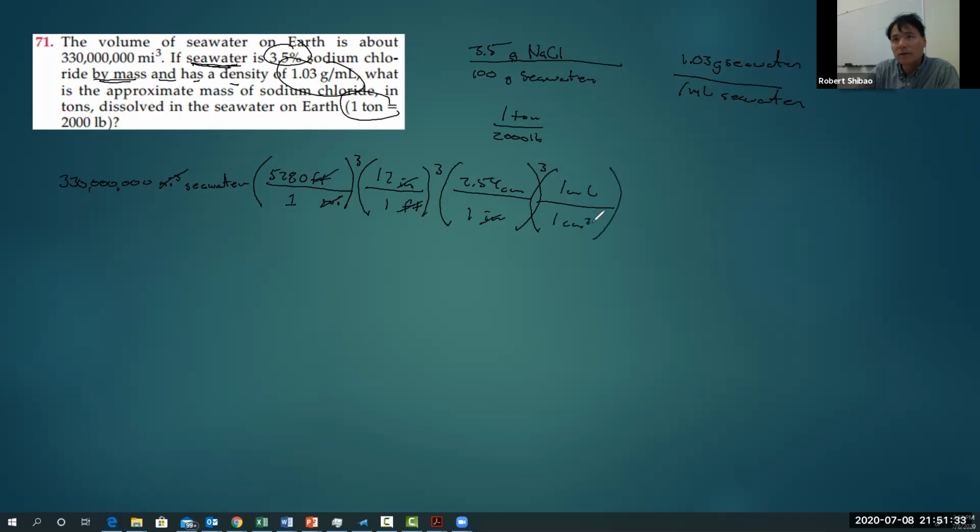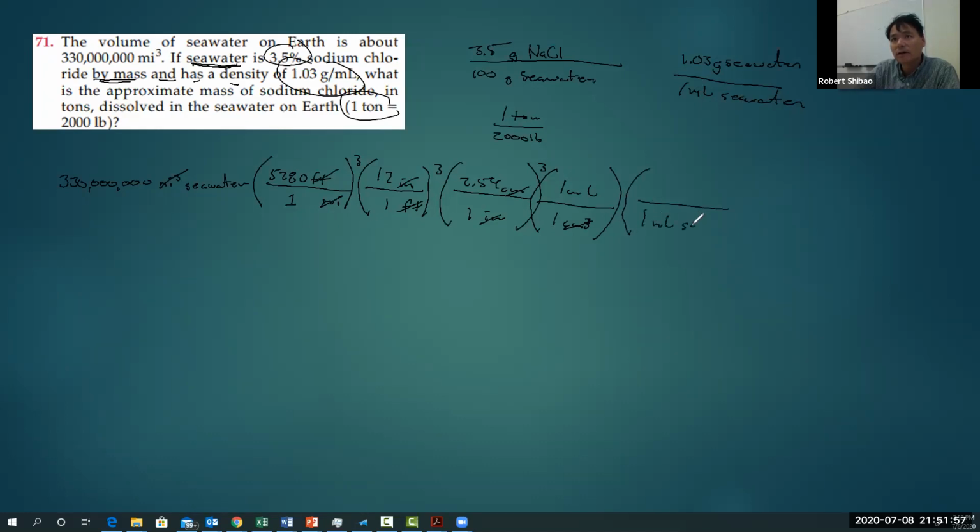Here, I don't cube the whole thing, as a cubic milliliter is meaningless. And I don't need to cube this one here because this is already correct. So now the cubic centimeters cancel out the cubic centimeters. I'm good with milliliters. Now I have milliliters of seawater. If I have milliliters of seawater, then I can get rid of that whole thing right here.